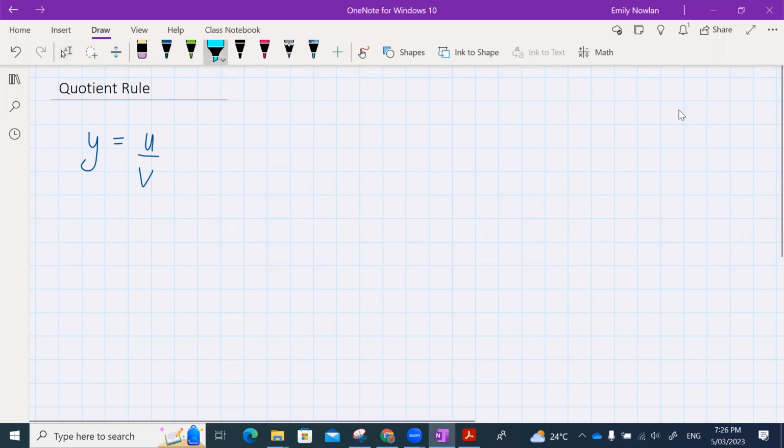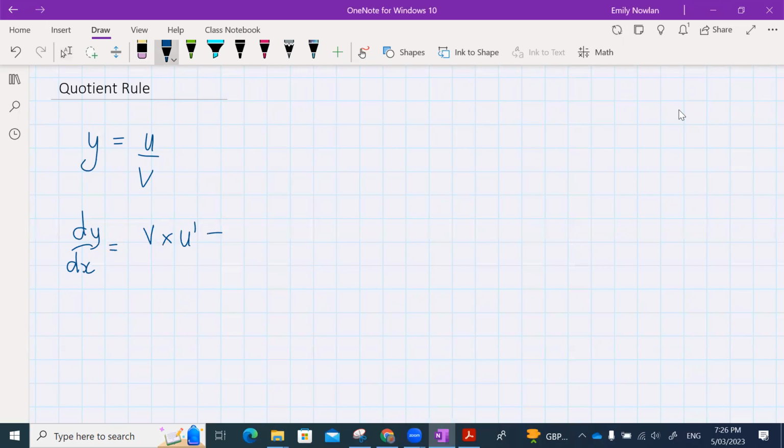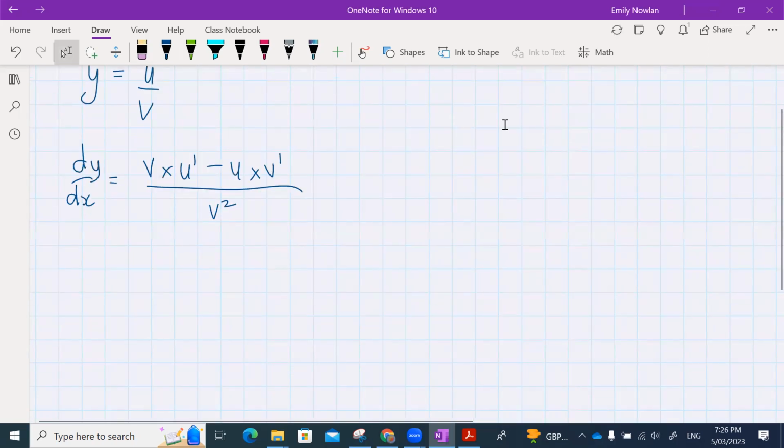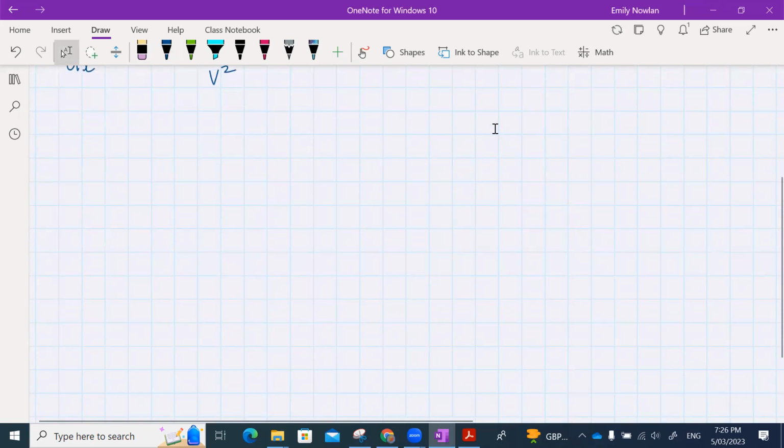So what we've got here is u, representing some function of x, over v, which is another function of x. Okay, so what ends up happening is the derivative is v times the derivative of u, minus u times the derivative of v, all over v squared. Now, that doesn't make much sense yet, but let's go through and have a look at an example.